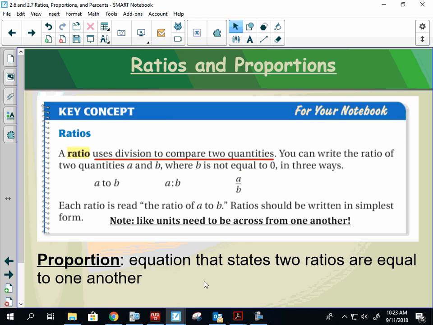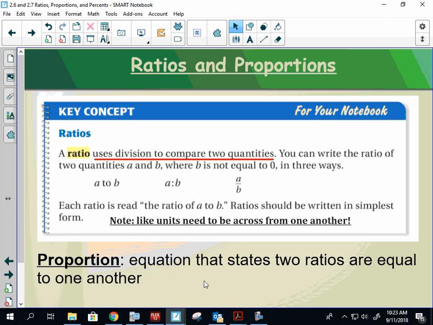So the very first part for today is a vocab word. The word is ratio. A ratio uses division to compare two quantities. So one more time, a ratio uses division to compare two quantities. An example might be if you're comparing cups of flour to cups of sugar in a baking recipe, or miles to gallons if you're measuring what your car's gas mileage was.